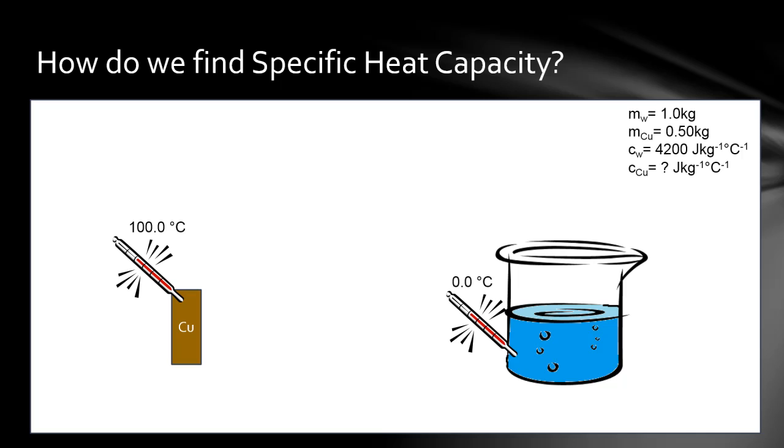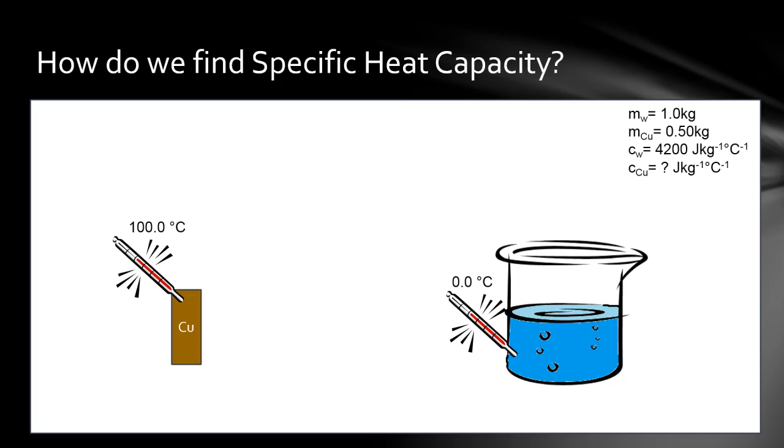How do we find a substance's specific heat capacity? Well, the answer is we measure it. Usually we'll place a substance with a known mass and temperature into water with a known mass and temperature. Using the specific heat capacity of water and the temperature that they reach at thermal equilibrium, we can determine the specific heat capacity for that substance.